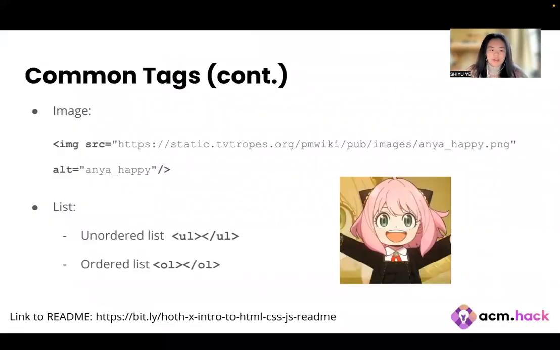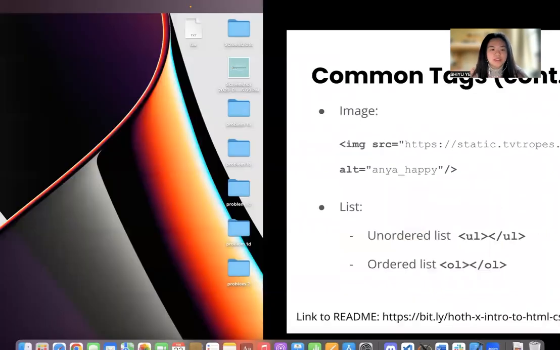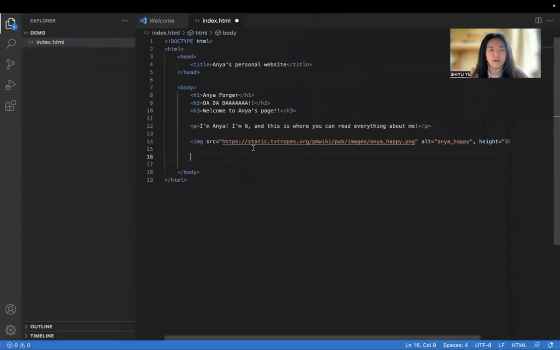So the next thing we're going to talk about is lists. We can have lists on our website, and there are basically two kinds of lists. The first one is the unordered list, represented by UL, and the second one is the ordered list, represented by OL. Let's say we want an unordered list of Anya's skills and one ordered list for the things that Anya likes. So we can go ahead and add that to our code.